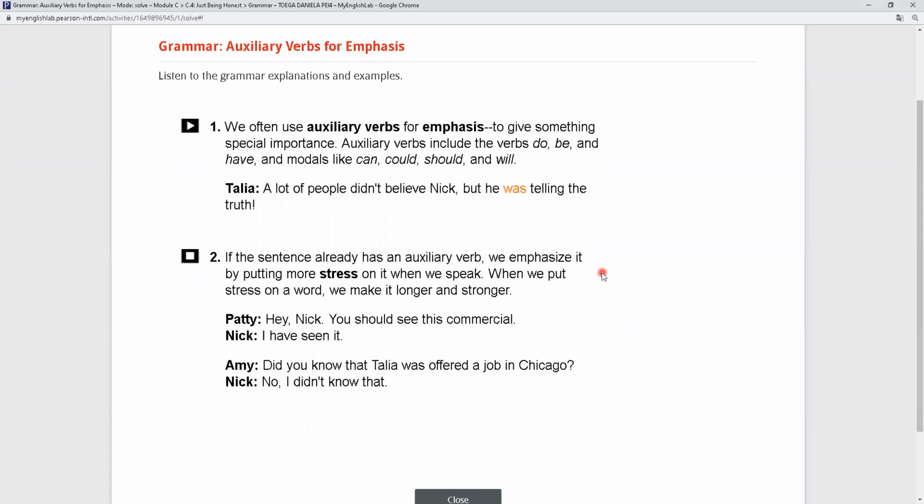If the sentence already has an auxiliary verb, we emphasize it by putting more stress on it when we speak. When we put stress on a word, we make it longer and stronger.